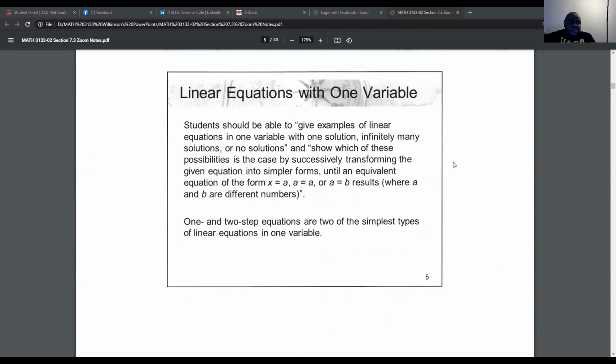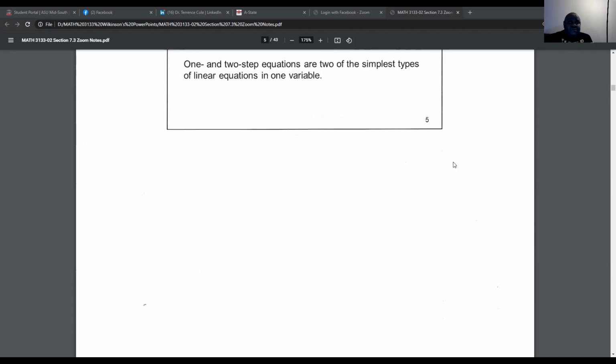Okay. Now, this is just the expectation for students here. They should be able to give examples of linear equations with one variable, with one solution, infinitely many solutions or no solutions, and show which of these possibilities is the case by successfully transforming the given equation into simpler forms until an equivalent equation of the form x equals a, or a equals a, or a equals b results. And a and b are different numbers. One and two-step equations are two of the simplest types of linear equations in one variable.